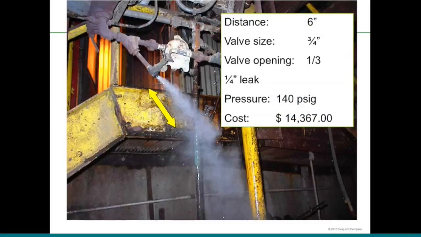Here's an example of a steam leak. It's 6 inches. We always call it the plume. I get asked all the time, can you estimate the leakage by plume length? The answer is no. It depends on pressure. It depends on the diameter of the leak. It depends on a lot of things. But we had measured this through flow measurement, and the distance was about 6 inches. The valve size was 3/4 inch. Valve opening 1/3 open. And so we estimated about a 1/4 inch leak. The pressure was 140 psi. What the cost was: $14,367 a year. That is one leak point.